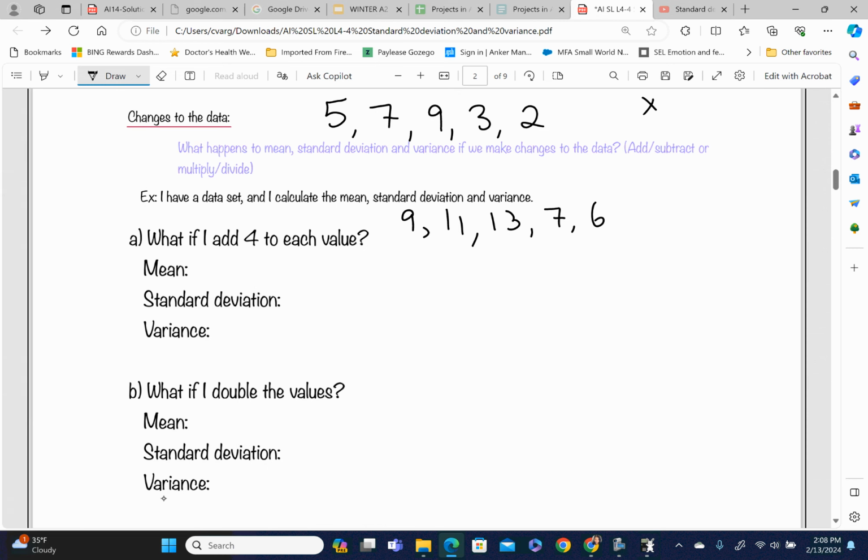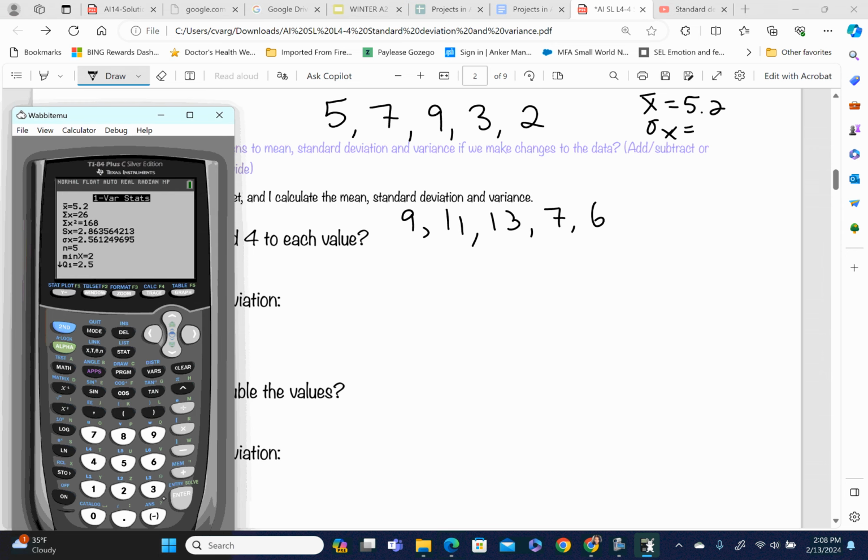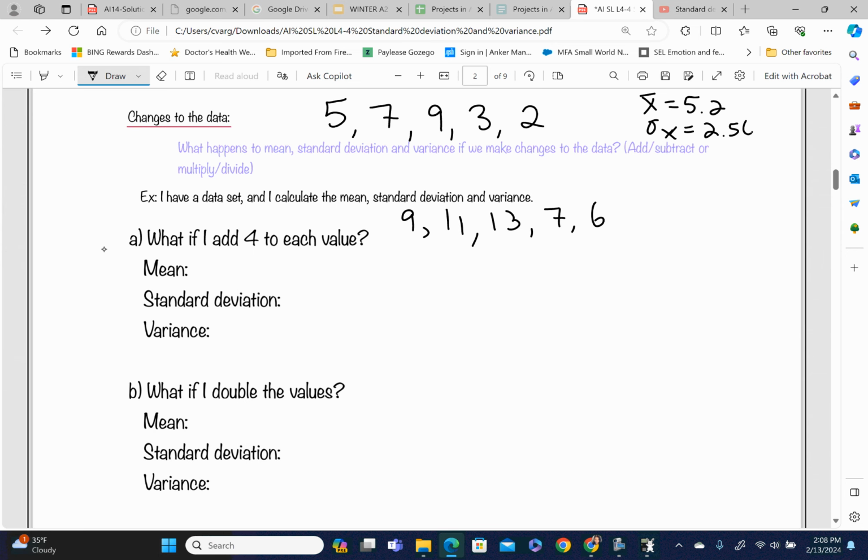So my mean is going to be 5.2. My standard deviation is going to be, let's go back to it, σx is 2.56. And the variance is just this number squared, okay? So my σx squared is going to be 2.56 squared, whatever that answer is. All right, so now let's go ahead and put in my new data and see how that compares.